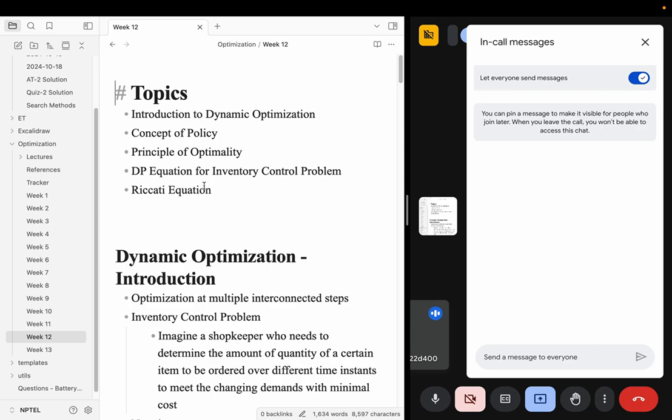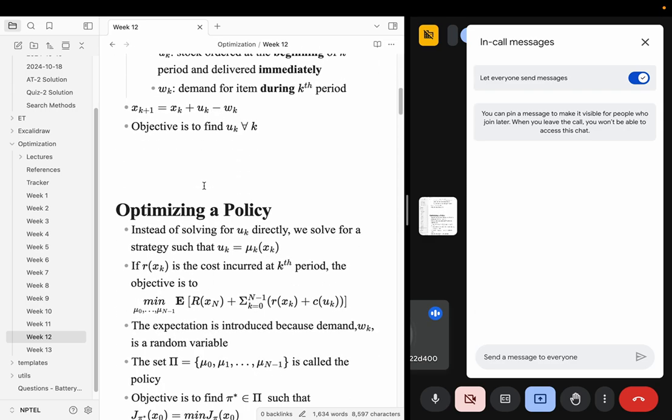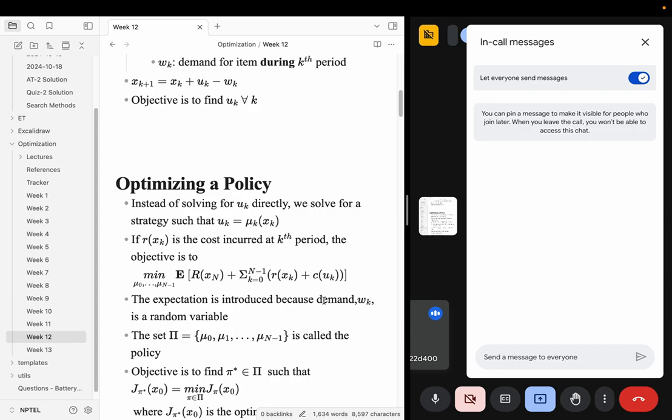So in order to reduce that, instead of trying to determine what the action value is, we try to get a strategy or a policy where you determine the optimal action as a function of the state at that particular point in time by trying to minimize this particular function.